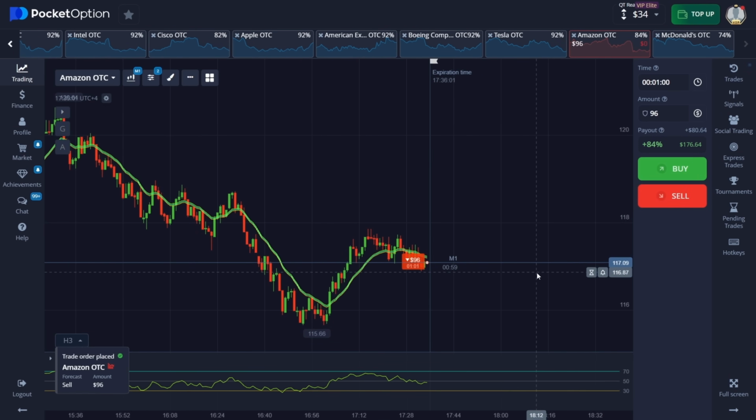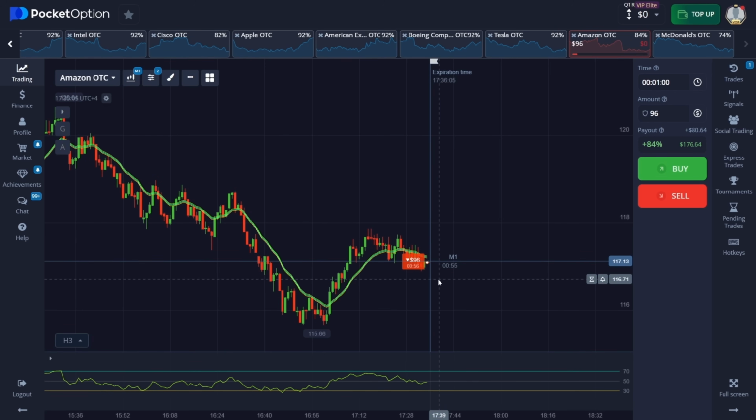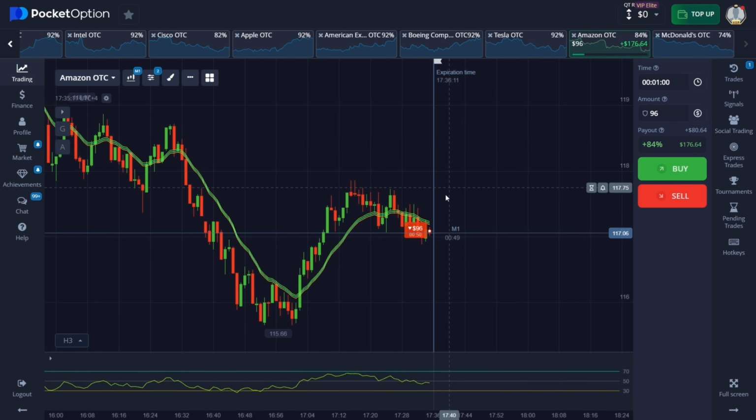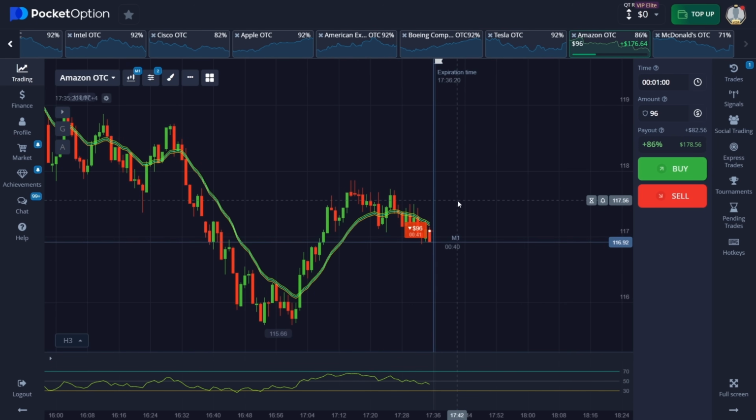Okay, the candle closed near the envelope level and the RSI line touched the 50 level, so I took this trade for a downside move. The candle broke the envelope level and continued the downtrend, so I took the trade for the downside move. The trade is still in our favor with only 30 seconds left.